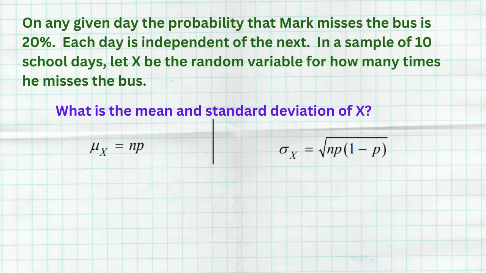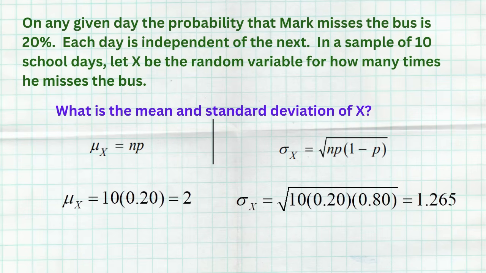So for the mean, we have 2, which means in the long run, if he looks at 10 days, on average he's going to miss the bus 2 out of those 10 days. But some times it's going to be more, sometimes it could be less. So that's why we get a standard deviation of 1.265. So overall, not too bad utilizing those formulas.